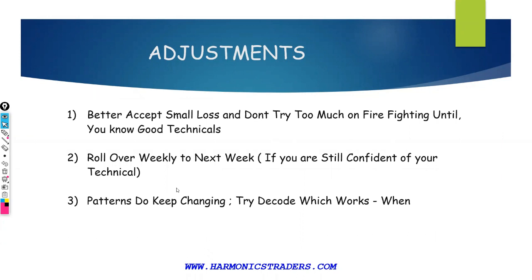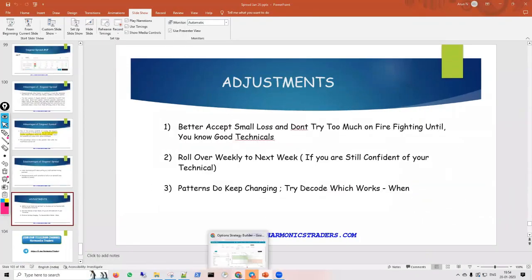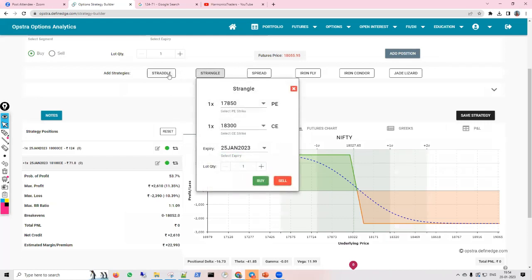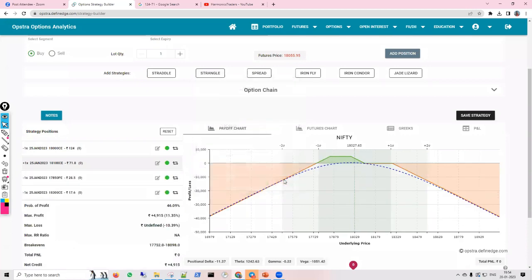With spreads, we will be playing with a directional view. I mean, the spreads you are doing basically with a direction. Spreads are always a directional view. See, these straddles are the non-directional ones. Let's pick an example of a strangle.